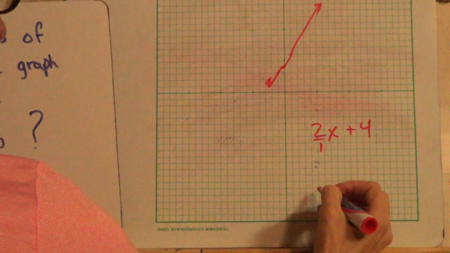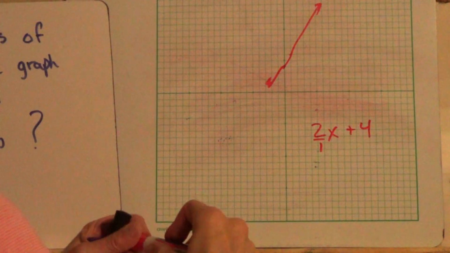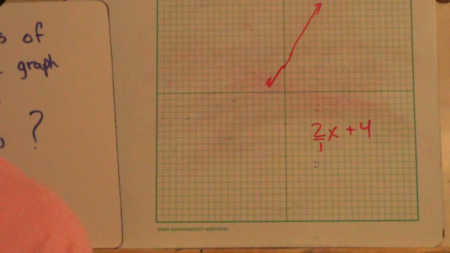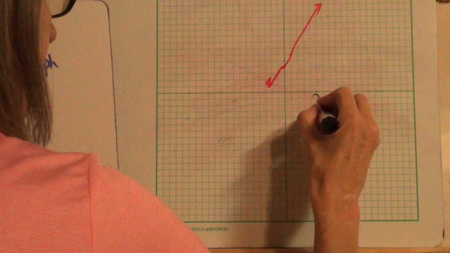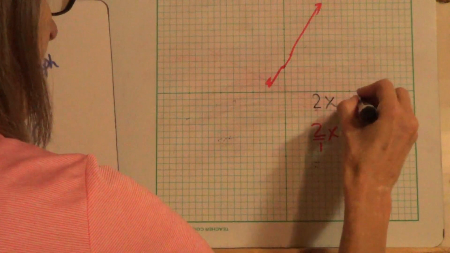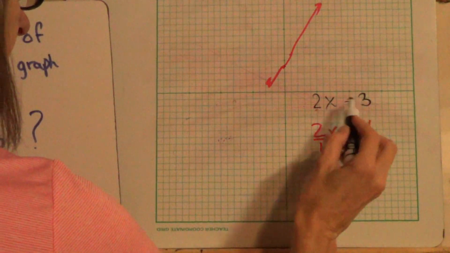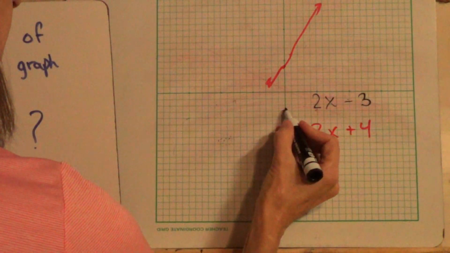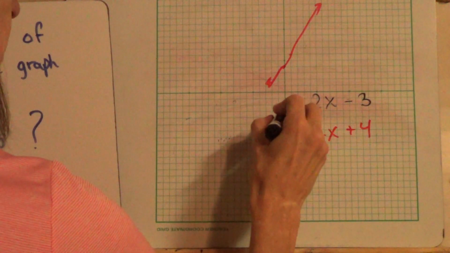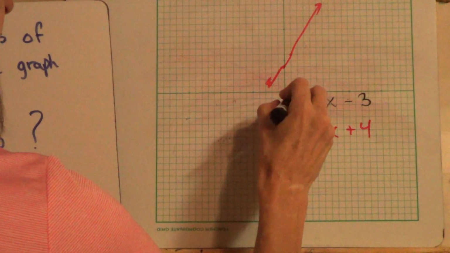Now let's just change the b value. Let's say that we go 2x minus 3. You come down to the negative 3, and then you rise with your slope. Rise 2, run 1.